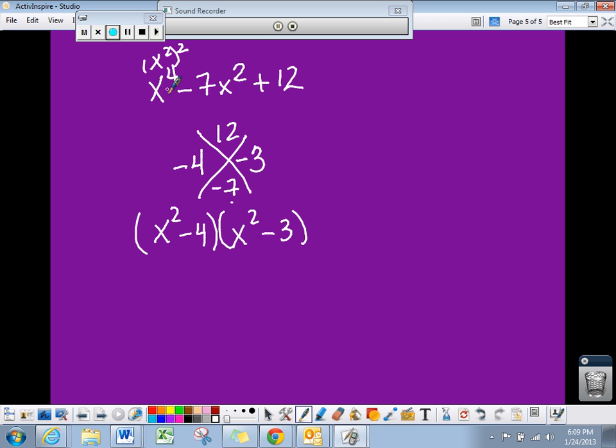It's a little difficult when that is a 4 up there. Now you see here is the difference of squares. So we say x minus 2 times x plus 2. And of course we got to bring down our x squared minus 3.